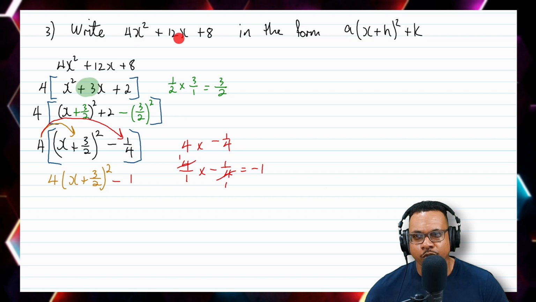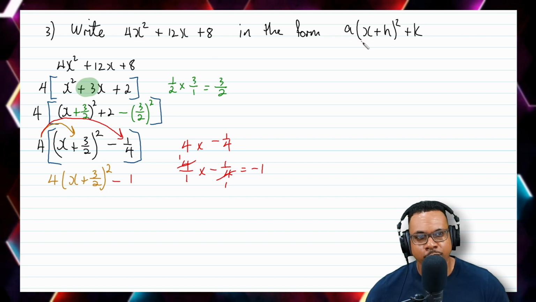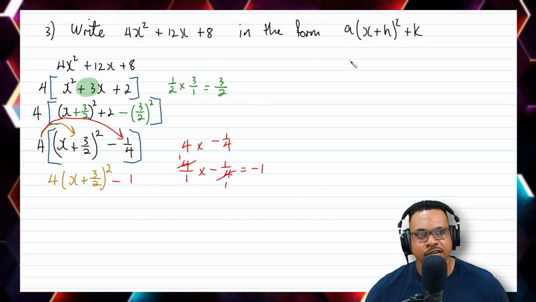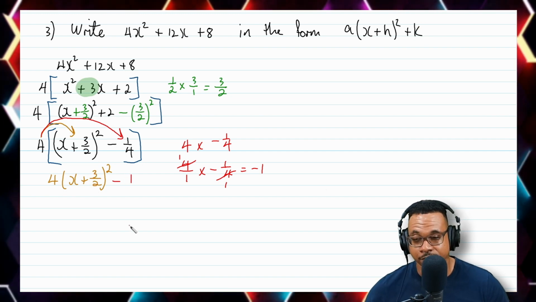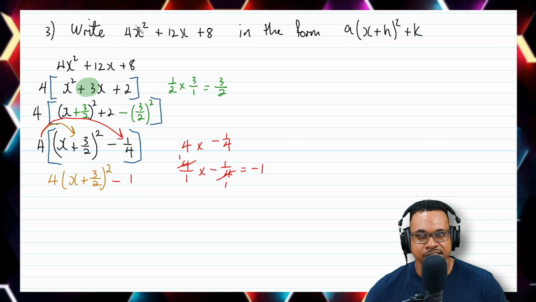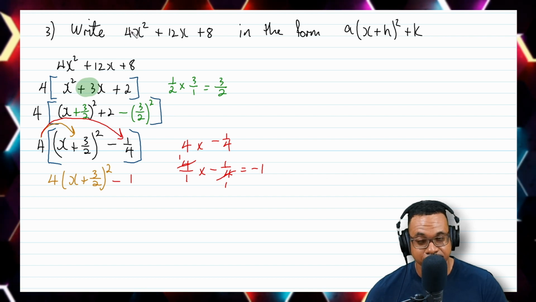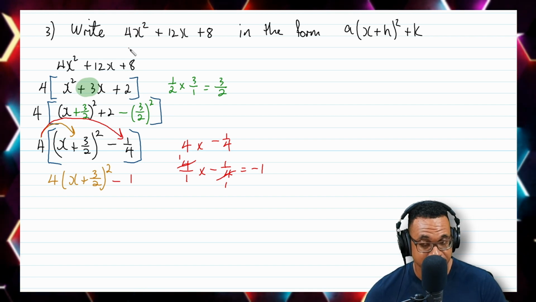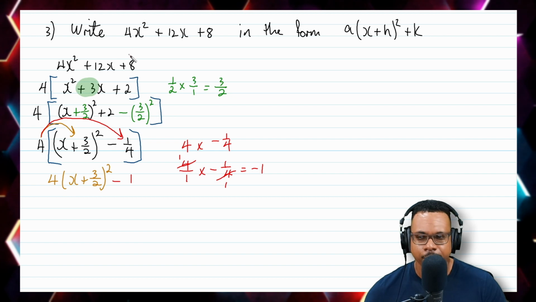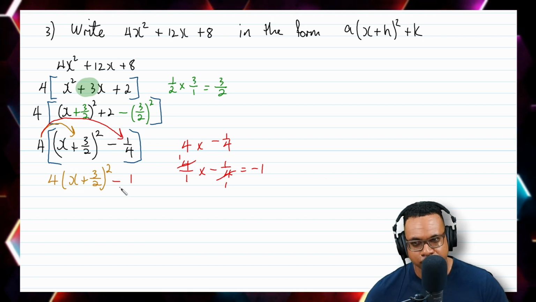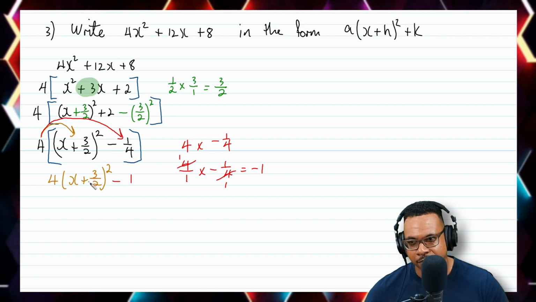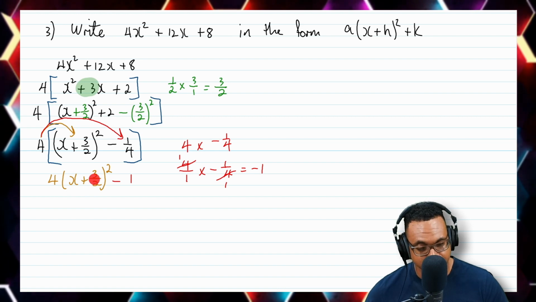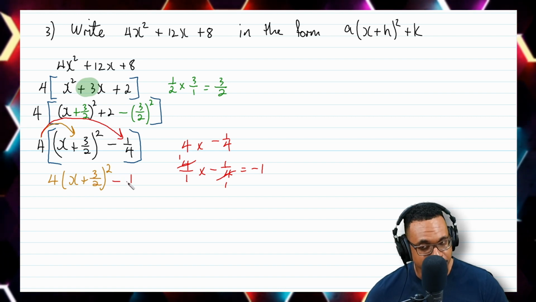So now we have our quadratic here in this form where a is 4, the h is 3 over 2, and the k is negative 1. Of course, this graph is a minimum because the 4 is positive, so the number in front of x squared is positive. So we have a minimum curve. Our turning point would be change the sign on this number, so negative 3 over 2 for the x component and negative 1 for the y component.